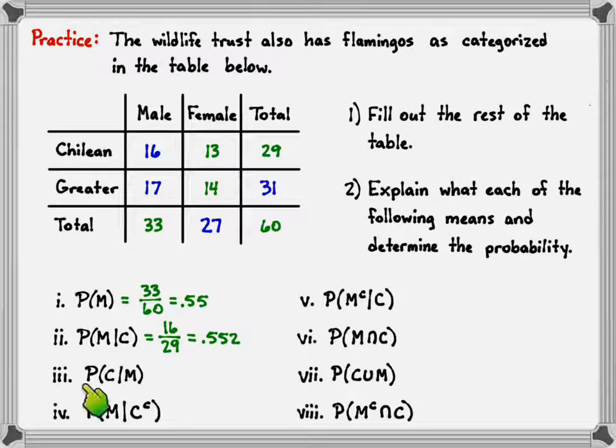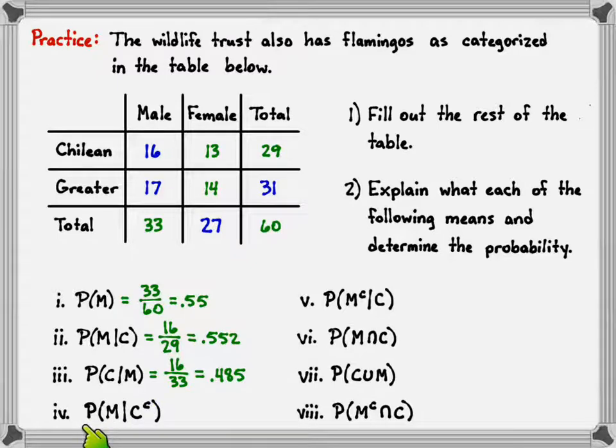For number 3, it says, what is the probability that a flamingo is Chilean given that it's male? Now, because they have the same letters, some students might think that it's the same answer, but it's not. We are looking at our sample space of now males. We're focusing in on just the males. So our sample space is 33. How many of those 33 are Chilean? Well, that would be 16. So 16 out of 33 now. Notice the event space was the same, but the sample space was different. So you end up with 48.5%.